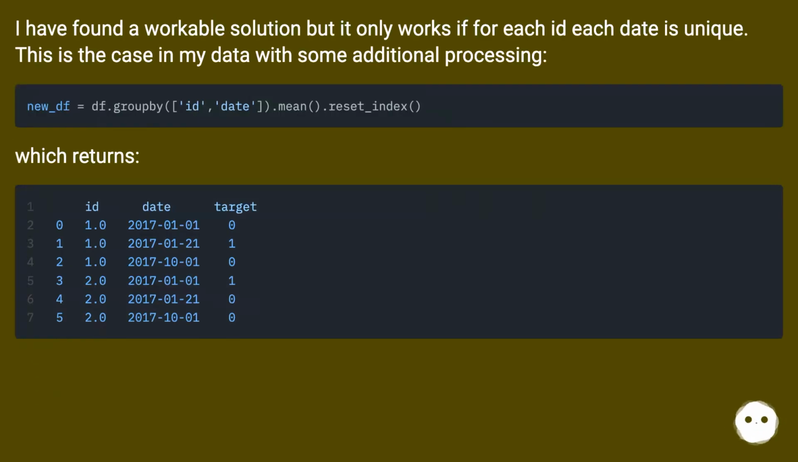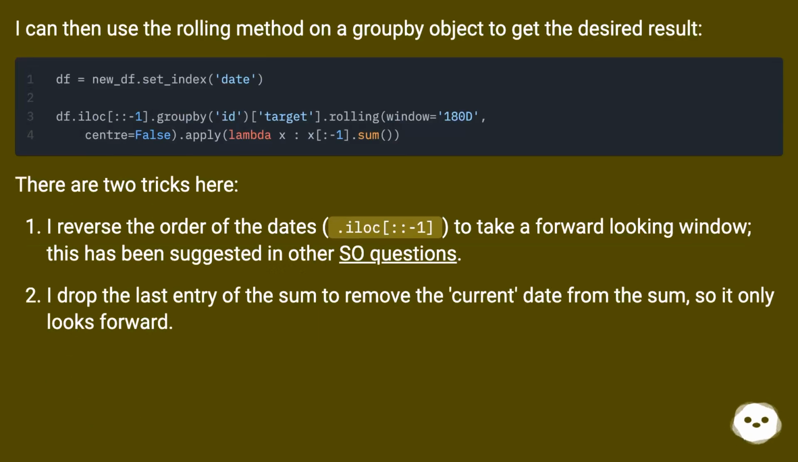I have found a workable solution, but it only works if for each ID each date is unique. This is the case in my data with some additional processing, which returns. I can then use the rolling method on a groupby object to get the desired result.